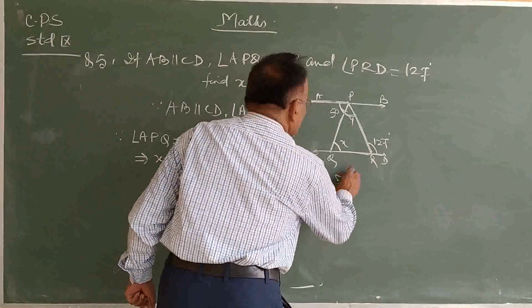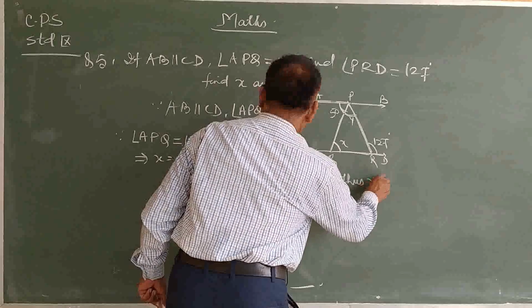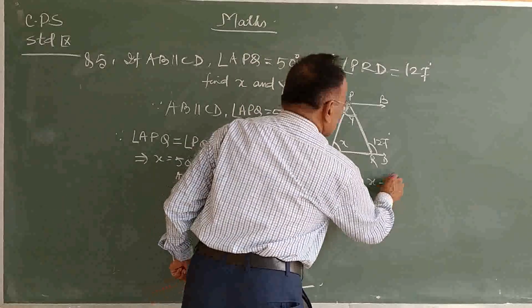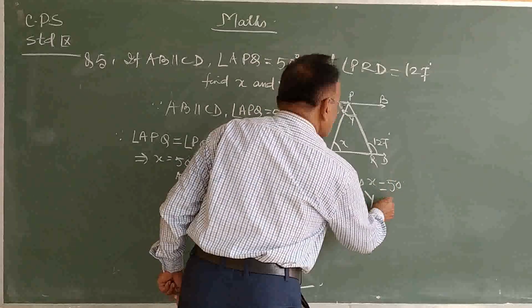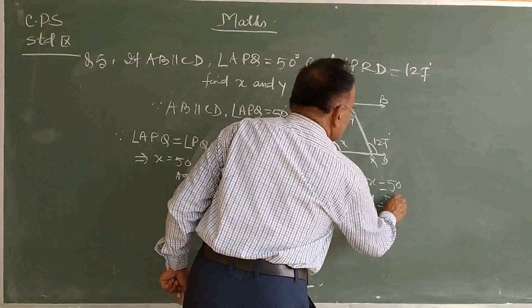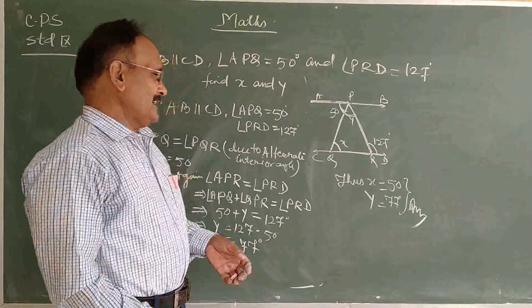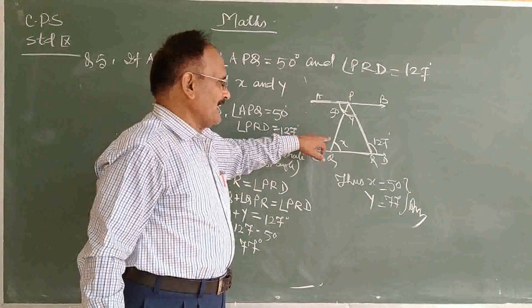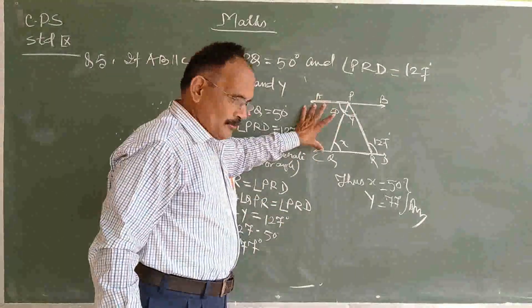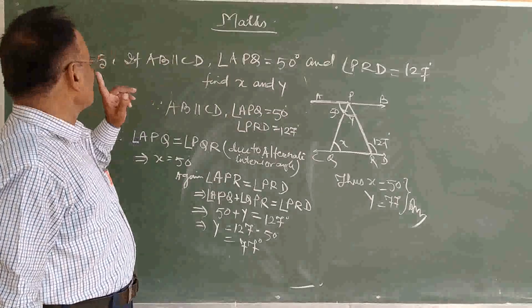Thus X is equal to 50 degrees and Y is equal to 77 degrees. This is the answer. These are the values of X and Y from this figure. This is question number 5.